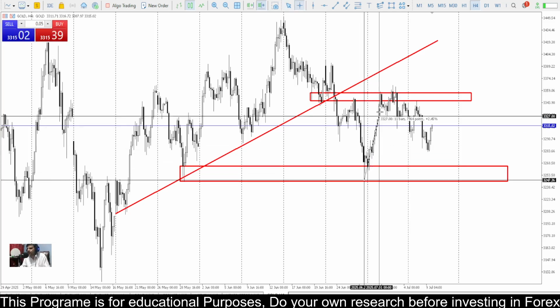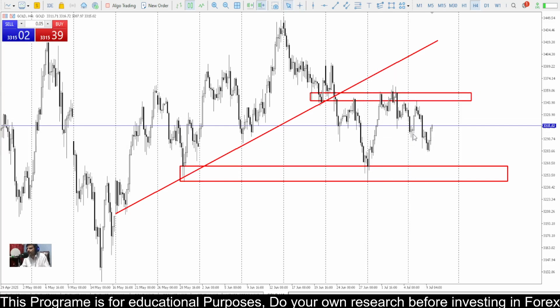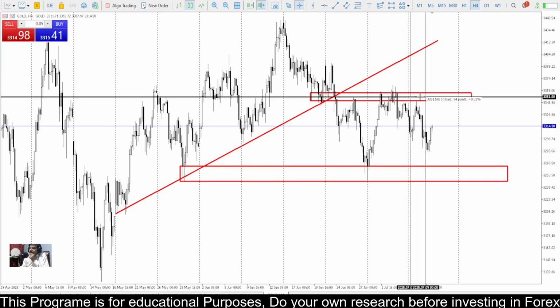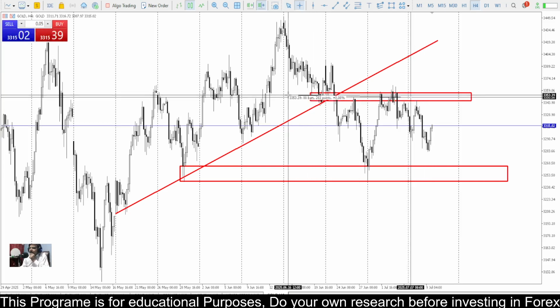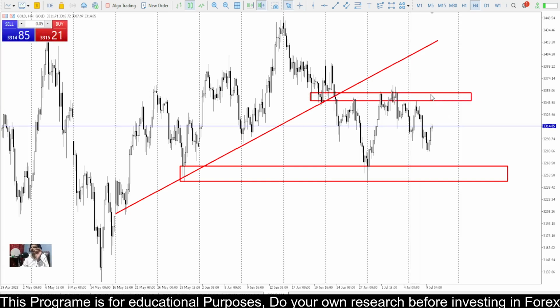Previous week, this was our buying zone, then this was our sell zone. You will remember. Then after that, what it did right here is it gave us this breakout. Okay, now we are officially sellers on gold US dollar on the H4.